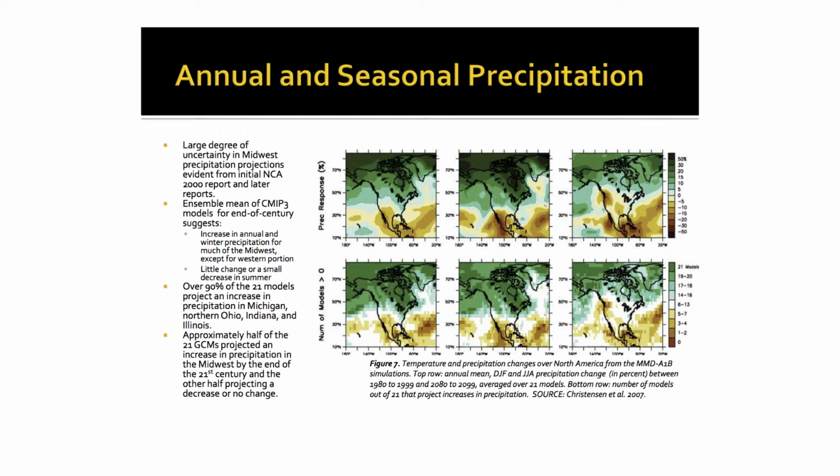For precipitation, as Don showed, the global climate models are in considerable agreement that winter and spring precipitation in our area should increase, but the models are in much less agreement during summer, with almost half the models suggesting an increase in precipitation, the other half a decrease in our region. So that's very, very uncertain here.